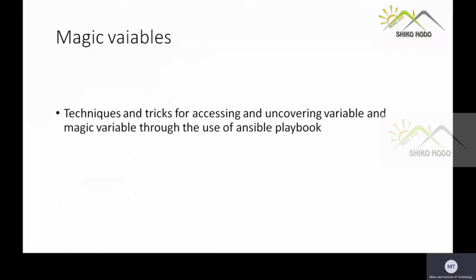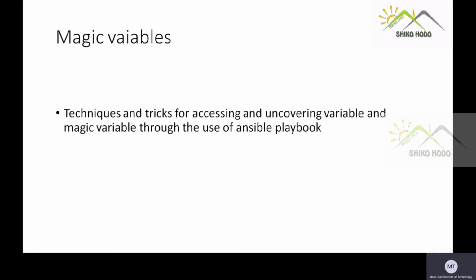So what are magic variables? Magic variables are a technique and trick for accessing variables, and passing some values, a temporary storage where you can access remote host variables, the uncovered variables, through the use of the Ansible playbook. When you're writing a playbook using magic variables, you can access the variables.